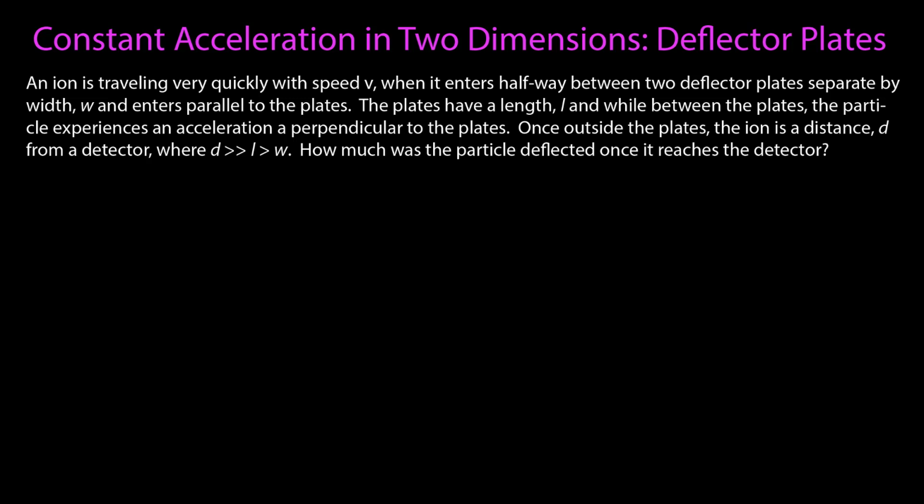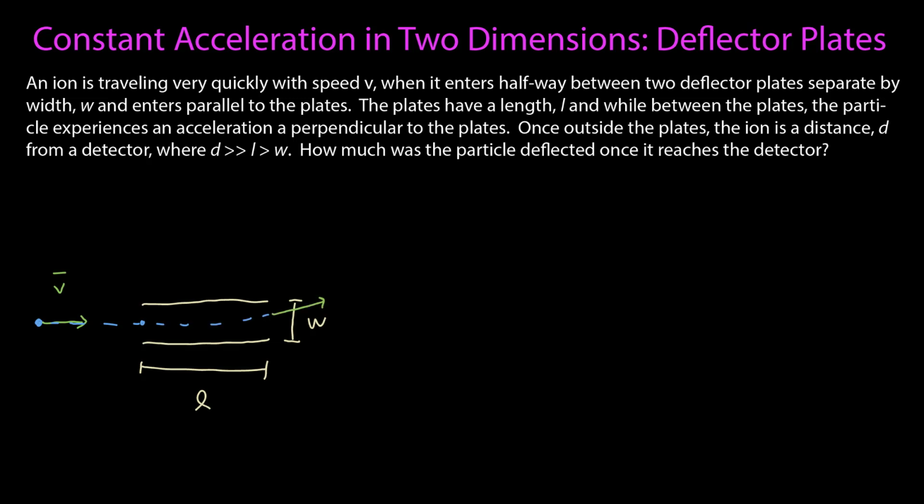Well, always a picture. So we have a pair of deflector plates. They have length L and width w. So we have this particle, it has some speed v, and it enters halfway between the plates parallel to the plates. Then, while inside the plates, it experiences a deflection. There's an acceleration perpendicular to the plates, which gives it a slight displacement as well as a component of the velocity that is now perpendicular to the plates. So it's now pointing at an angle.